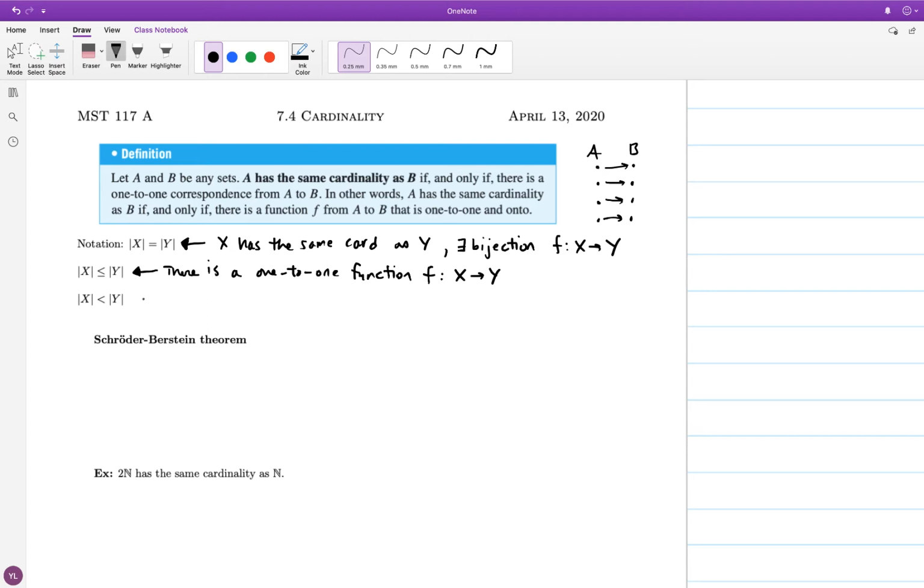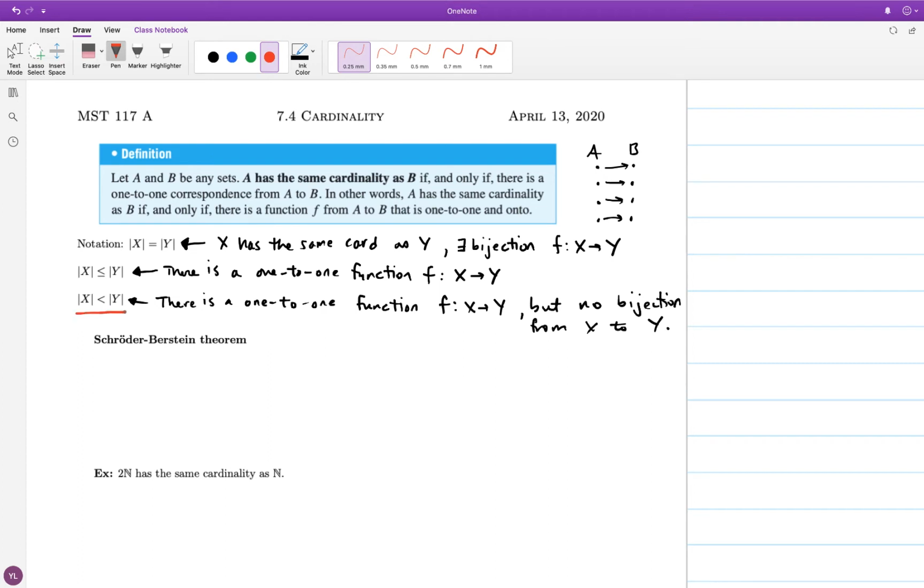Okay, and then this symbol, similarly, is not a statement about numbers. It is a statement that there is an injection, or a one-to-one function, from x to y, but there is no bijection from x to y. And this last expression right here, of course, is equivalent to |x| ≤ |y| and it's not the case that |x| = |y|, because it is literally those two things put together.